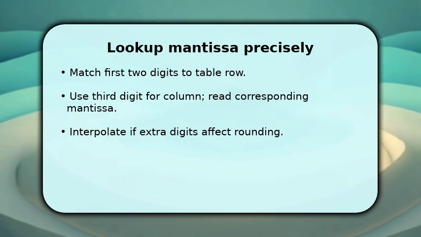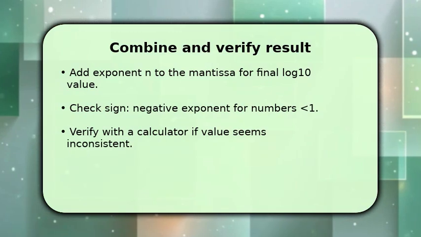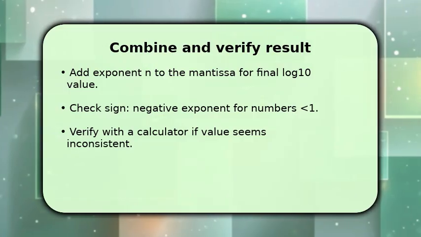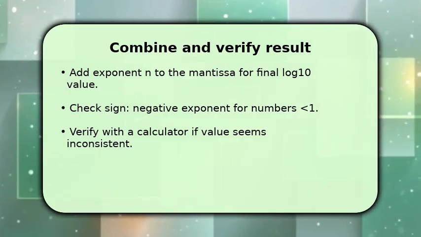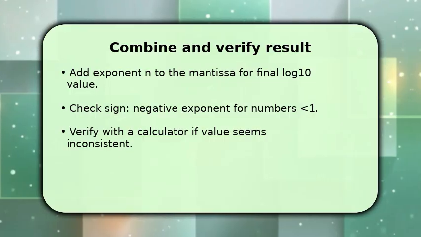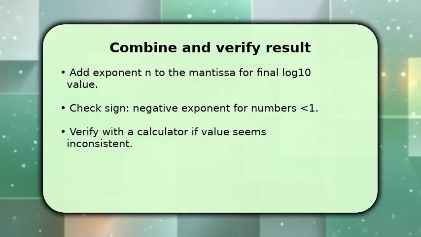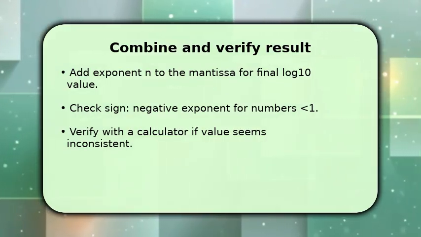For log base 10, the final log is exponent plus mantissa. This is why converting to scientific notation at the start matters. If your original number was less than 1, remember the exponent is negative, which shifts the characteristic accordingly.